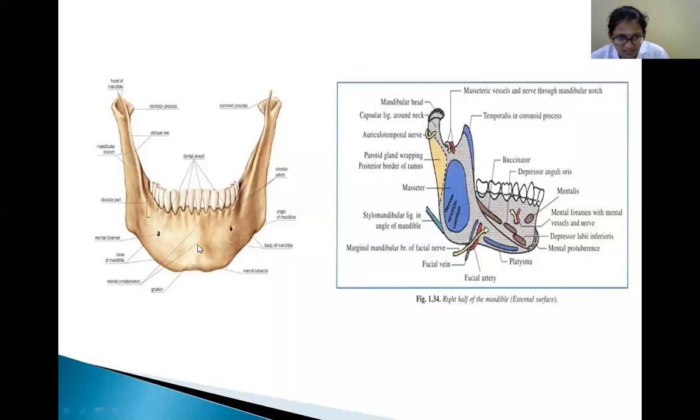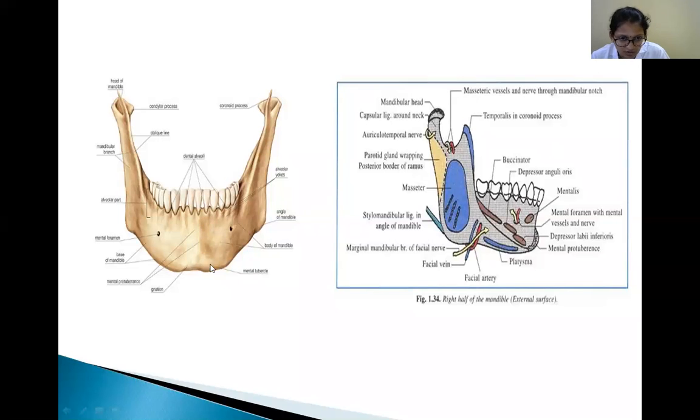And next, below that, you are going to see the mental protuberance. The mental protuberance is a triangular shaped area in the lower half of the body of the mandible, in the midline. See, the upper angle of the mental protuberance forms the lower end of the symphysis menti. This is the upper angle and these two are the lower angles.